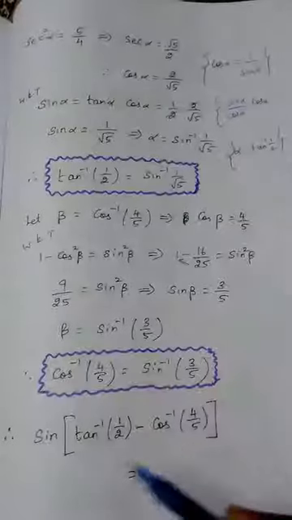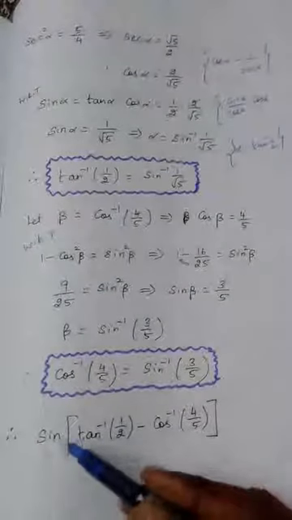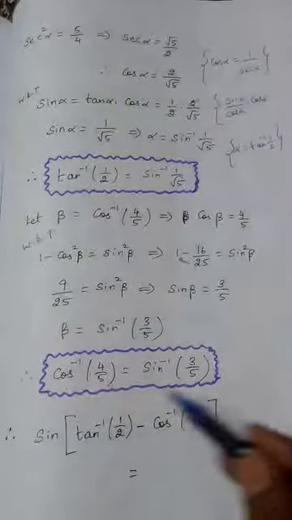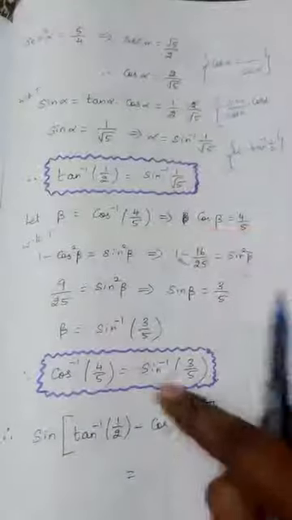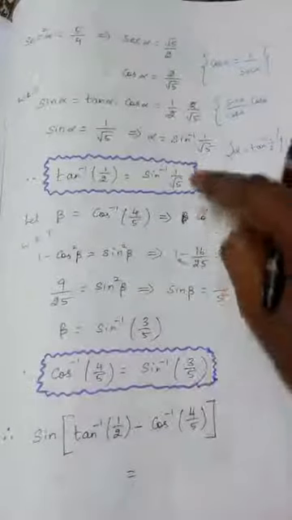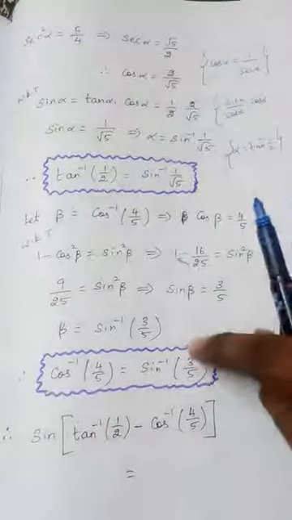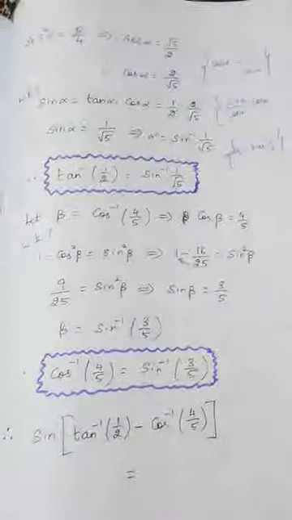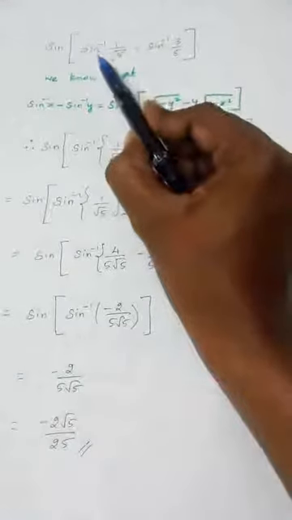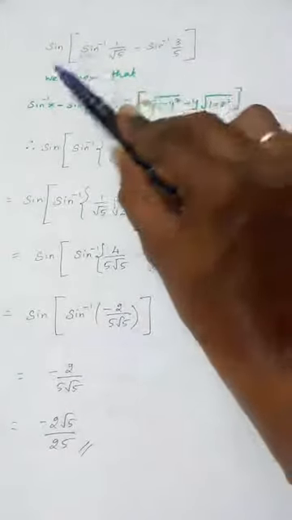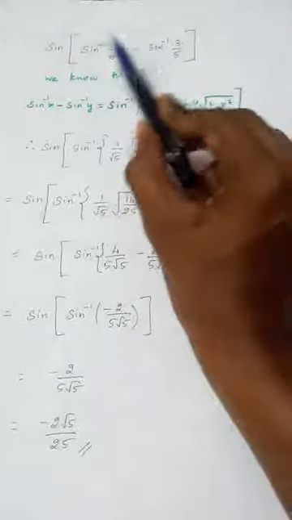So now I am going to write the question. This is the question, right? Sin of tan inverse 1 by 2 minus cos inverse 4 by 5. This is the actual question. Now we have converted this in terms of sin inverse, and we have converted this in terms of sin inverse. So I am going to substitute here: sin inverse 1 by root 5 in this place, sin inverse 3 by 5 in this place. So in this question, tan inverse is written as sin inverse, and cos inverse is also converted to sin inverse. So we have converted everything in sin inverse.